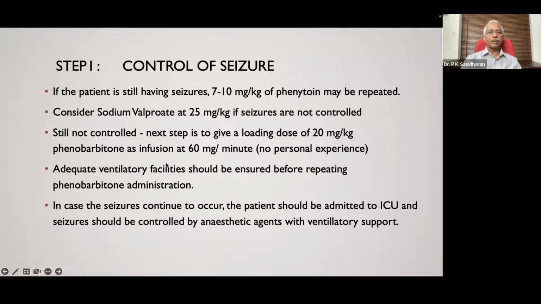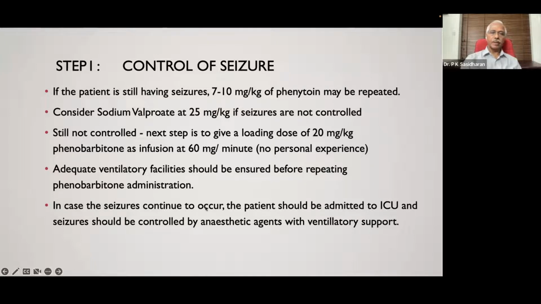Still not controlled, you may think of phenobarbital infusion, but I have no personal experience of using this. And after retirement, I have not seen any patient to control seizure when it has come. So I cannot tell some practical points at this point. But anyway, adequate ventilatory facilities should be ensured before repeating phenobarbital administration.